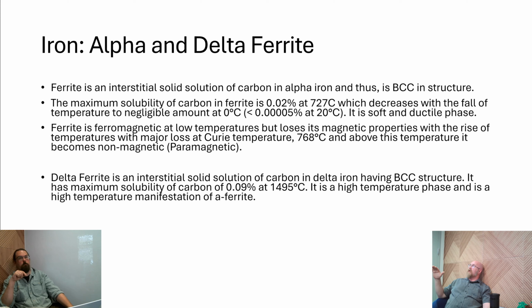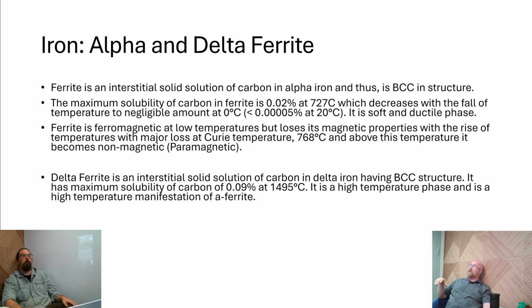So here we've got a few more numbers. You can look at different things that are happening at 768 on that graph. There's also a different form called delta ferrite that happens at much higher temperatures. This is a BCC structure that happens at about 1495 C, and it basically is the high-temperature manifestation of the same alpha ferrite. Just keep that in mind.